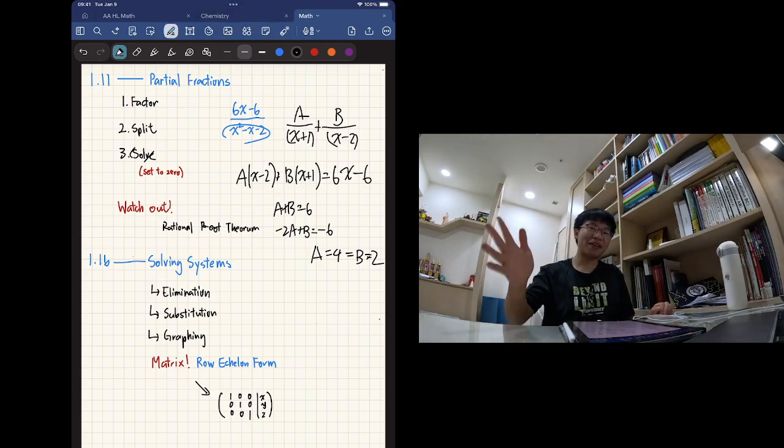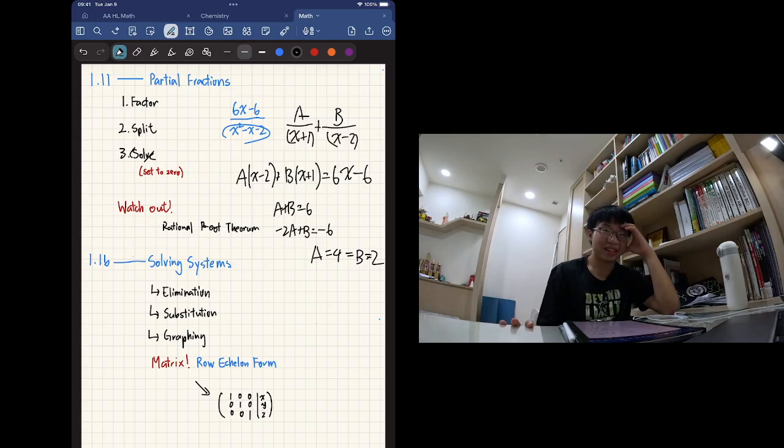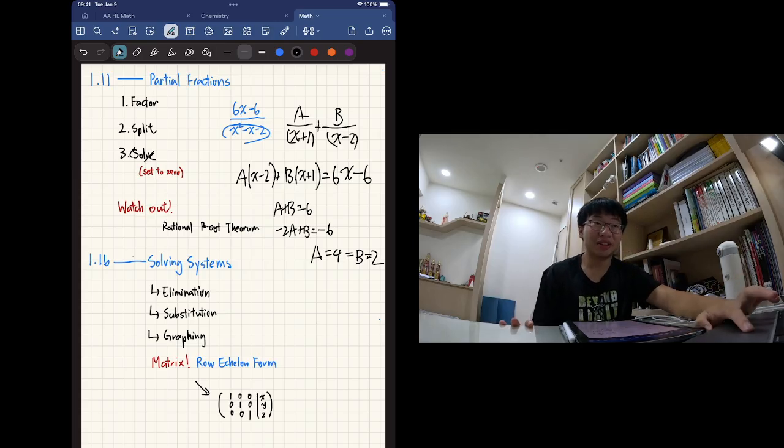And a thing to watch out for is sometimes you can't find the roots, right? What if it's like cubic roots and it's not intuitive to find them? You gotta use the rational root theorem. I know, everybody hates it, but you gotta do what you gotta do.